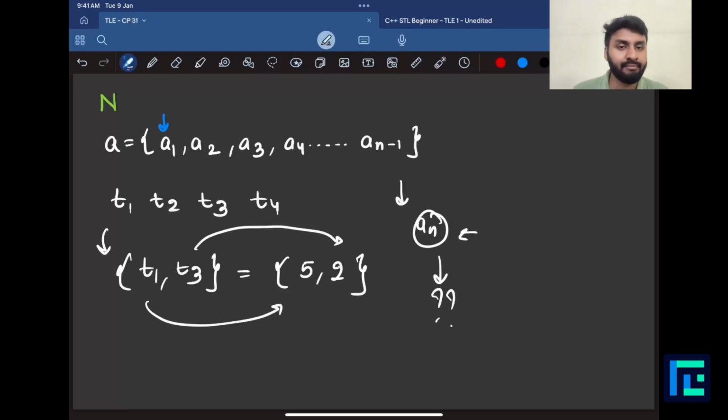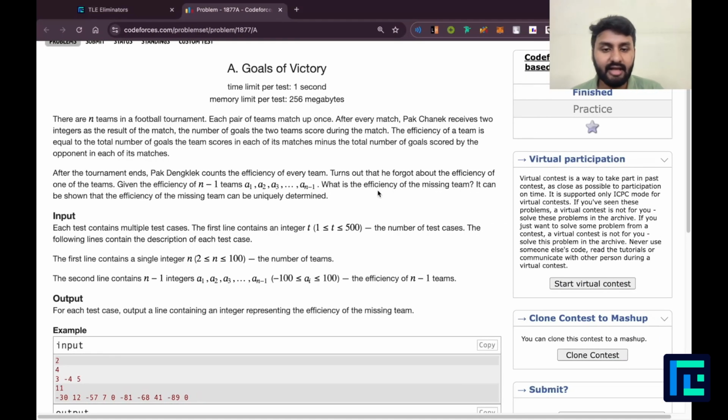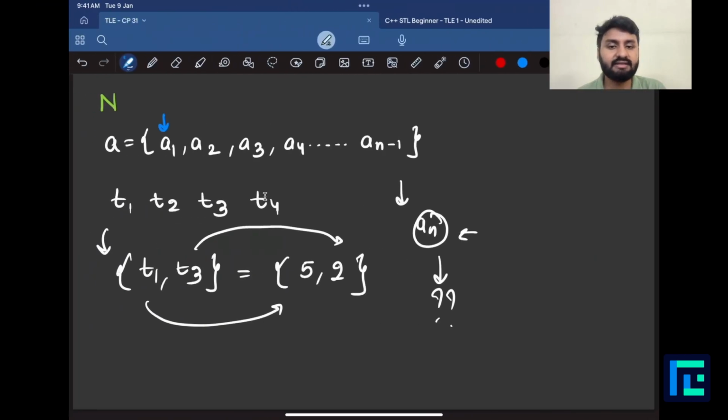I have to somehow calculate that an, the efficiency of that last team which I was not given. So they have said in the problem, what is that efficiency of the missing team, and they are guaranteeing that it can be uniquely determined. So there is no case like a -1 or a no case, where you cannot determine it. No, you can determine it, and it's going to be a unique value. This is the whole idea of the problem that we want to solve.